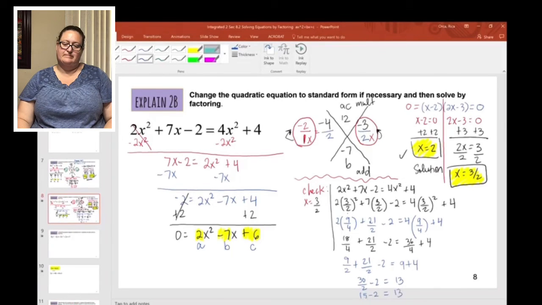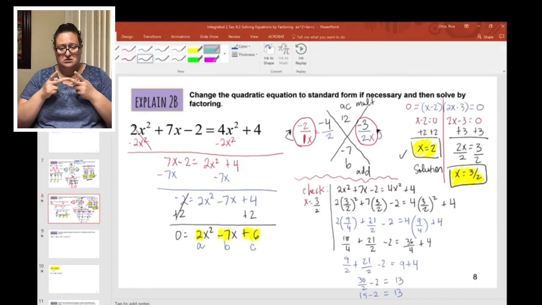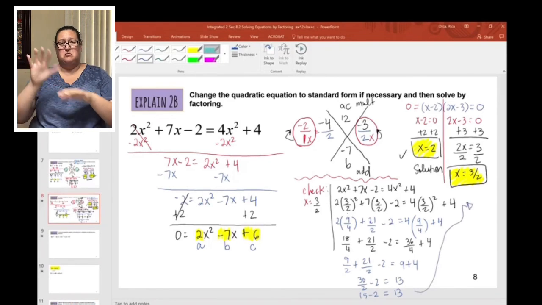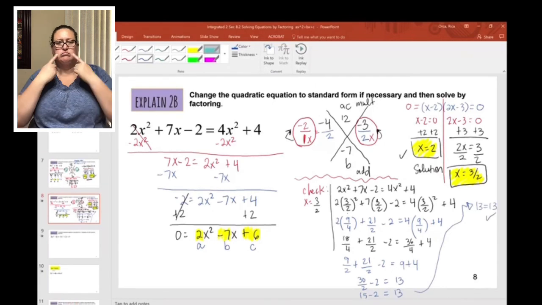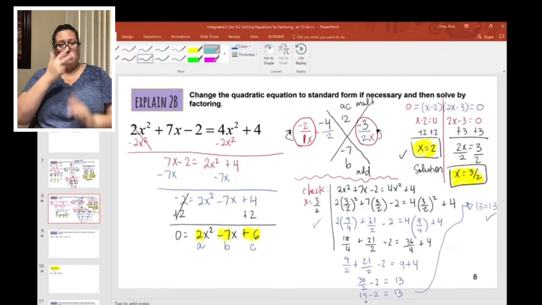And since I ran out of space, let me continue my work here. 15 minus 2 is 13, and 13 equals 13, so it checks, which means that 3 halves is also a solution.